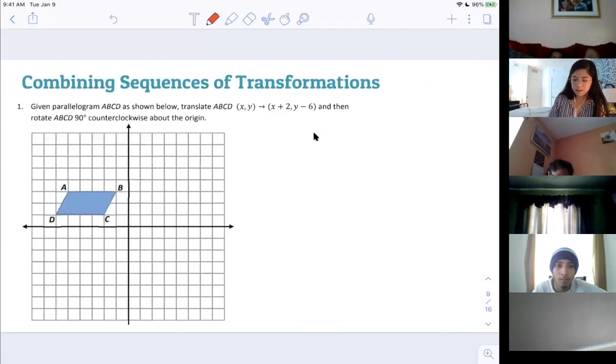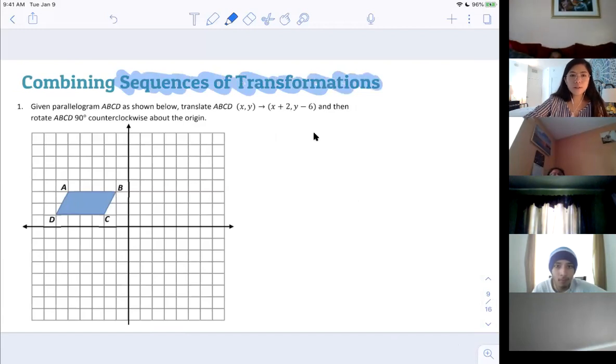Now we're doing one other type of problem, which is what I said before, sequences of transformations. For all of the stuff we just did with symmetry, you didn't really have to write a lot of stuff down. But for these problems, we are going to be writing. So only write down what I write down. You do not need to copy down the problem. You do not need to copy down the graph. Just copy down what Ms. Lopez writes. Sound good?